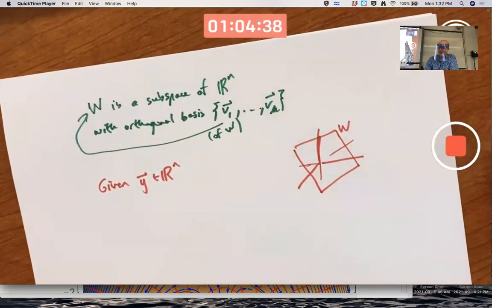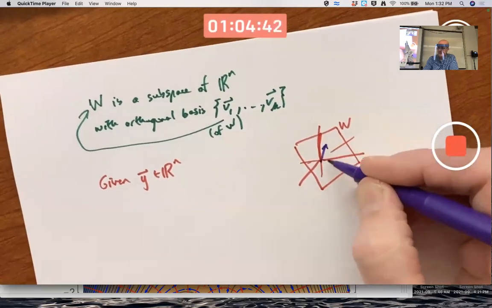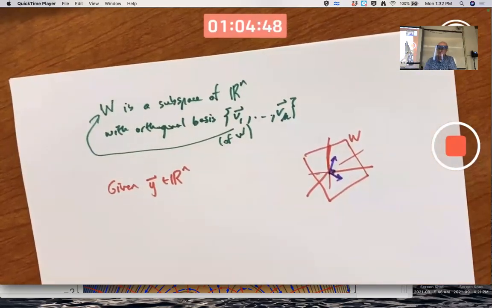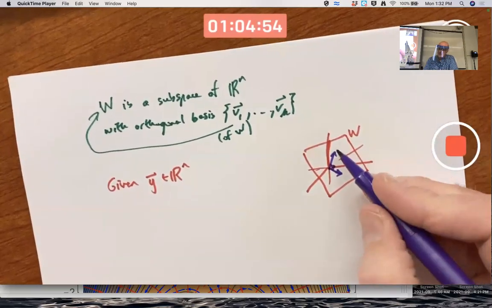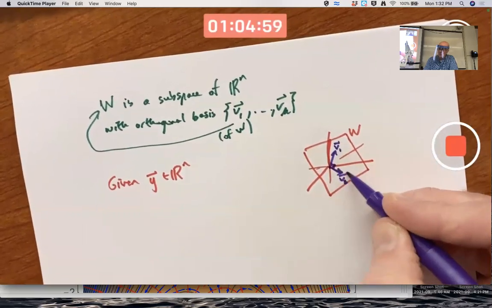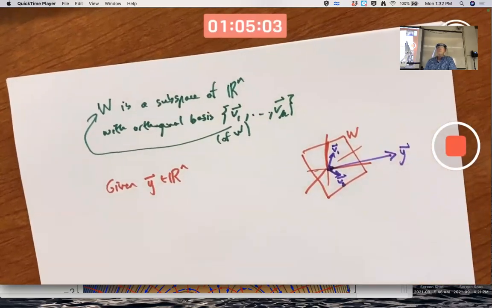And we found an orthogonal basis for W, two vectors that are parallel to this plane and have a 90-degree angle. This is supposed to be a right angle there. I'm trying to draw it with some perspective. So that's V1 and V2. And we have this other vector Y, let's say out here, not lying in W.